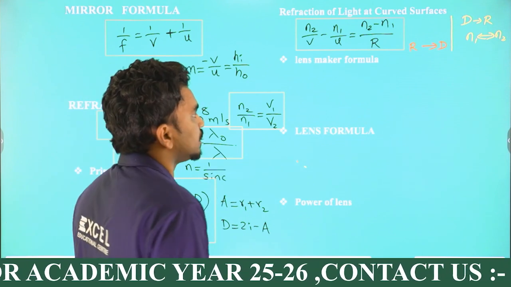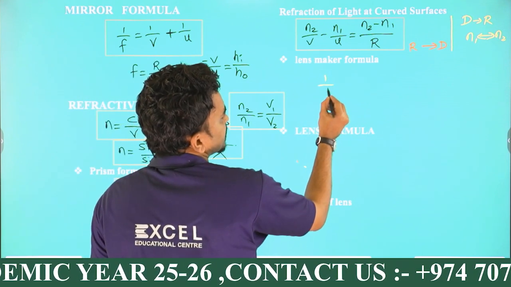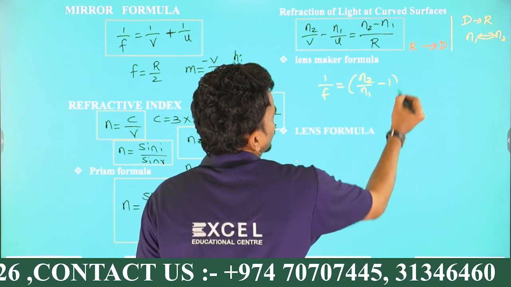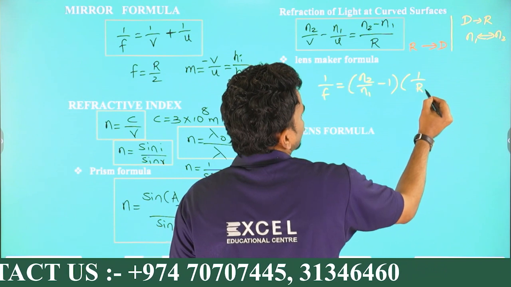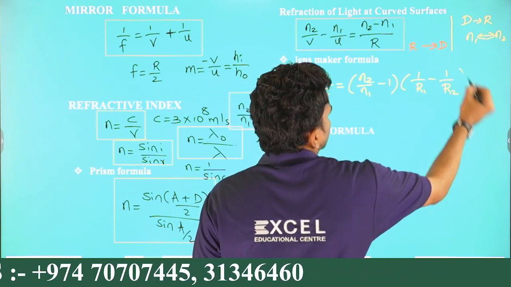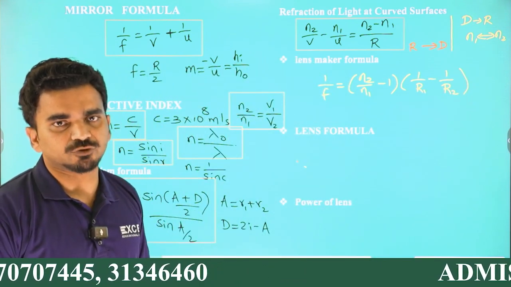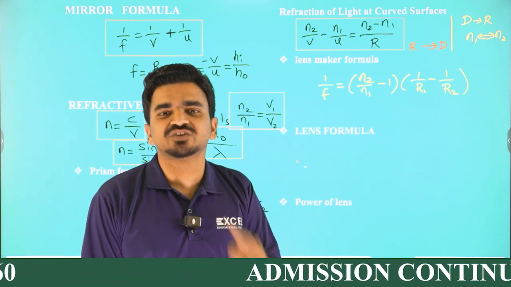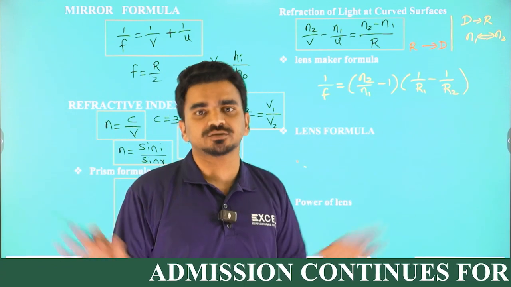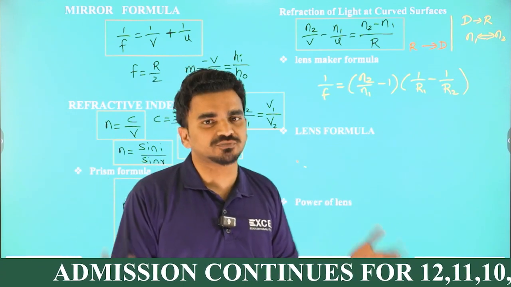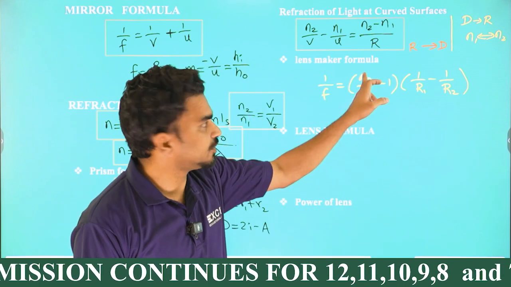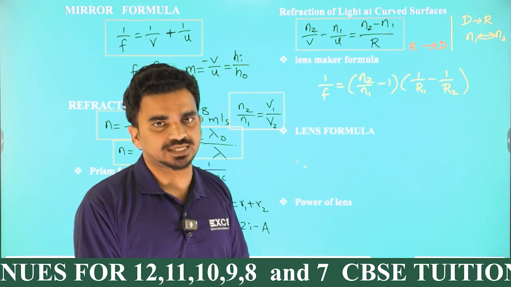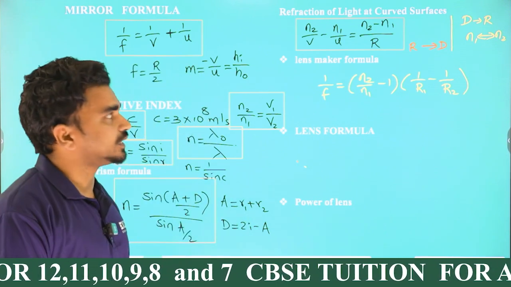And then the lens maker's formula. What's the lens maker's formula? 1 by F is equal to (N2 by N1 minus 1) into (1 by R1 minus 1 by R2). That's what we call the lens maker's formula. N2 stands for the refractive index of the lens. N1 means the refractive index of the surrounding. In most cases the surrounding is air, so it will simply be N only, the refractive index of the lens, because N1 can be 1 in that case.